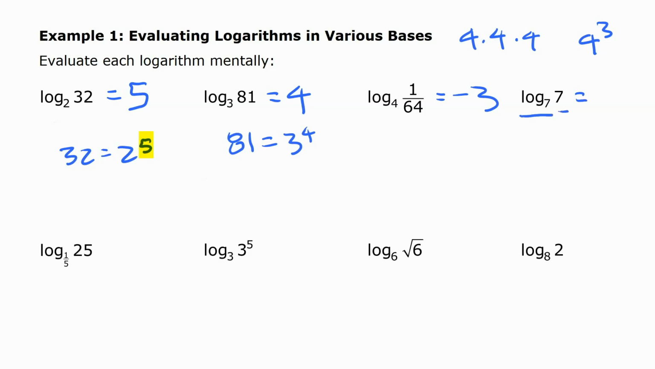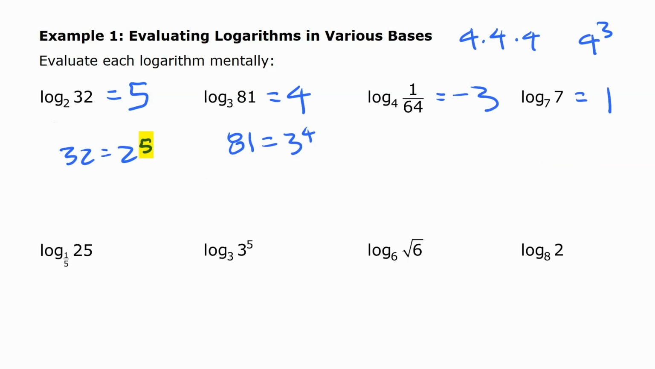Log base 7 of 7, so what you're thinking is, 7 is 7 to the power of what? Well, 7 is 7 to the 1, so this is 1. The logarithm of that number is just a 1 there because it's just the first power of 7.